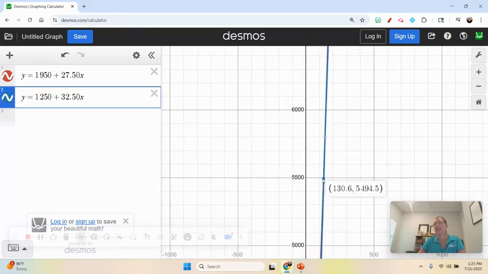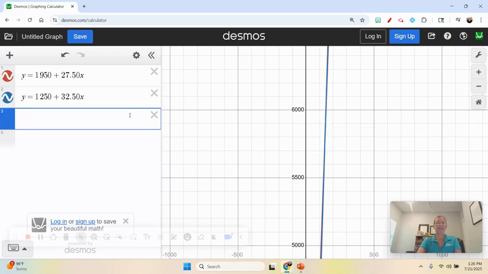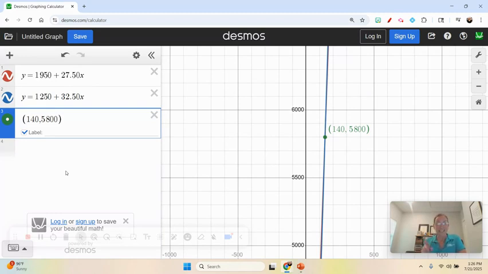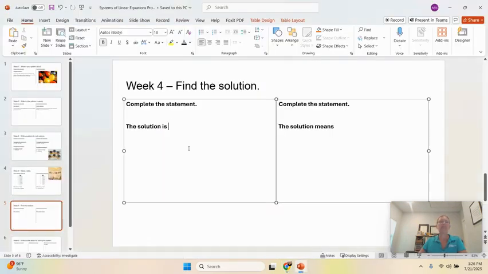So as I'm dragging along, I noticed this gray dot. Did you see the gray dot that showed up? That is where they intersect. So I let go of the line, I just hovered over it. It looks like I have 140, 5,800. So it looks like this is my solution, (140, 5,800). So let's go back to our PowerPoint and talk about what the solution means.